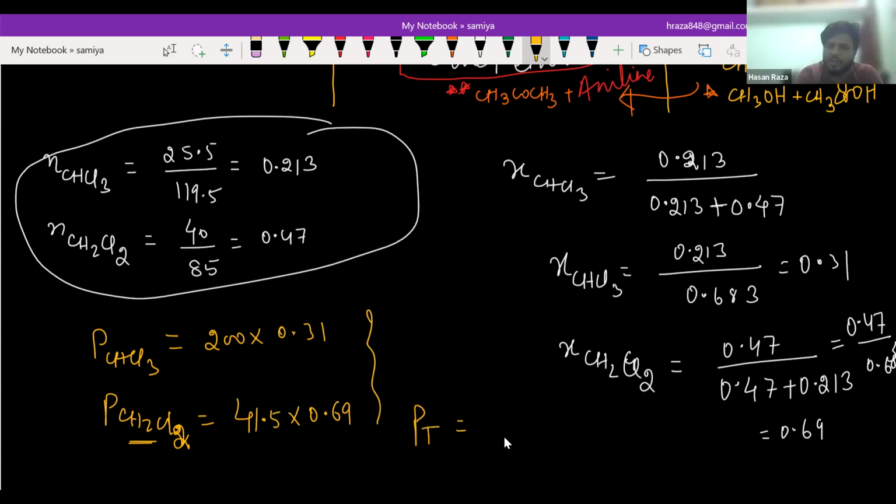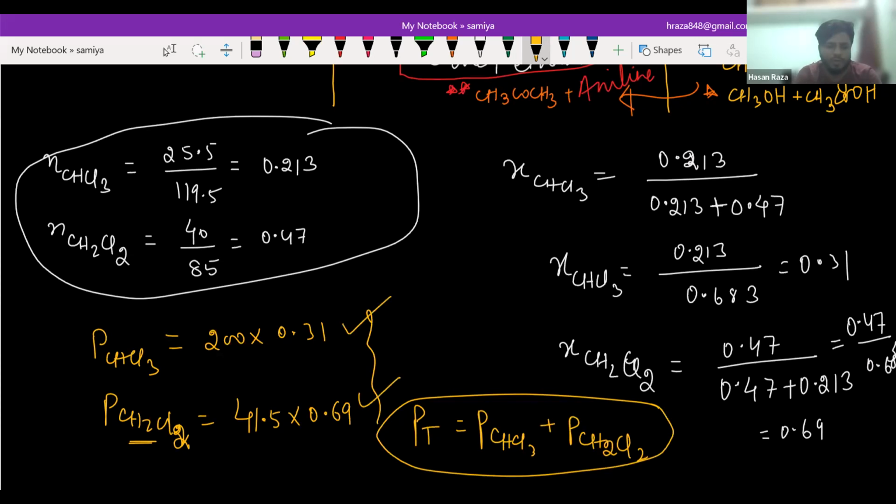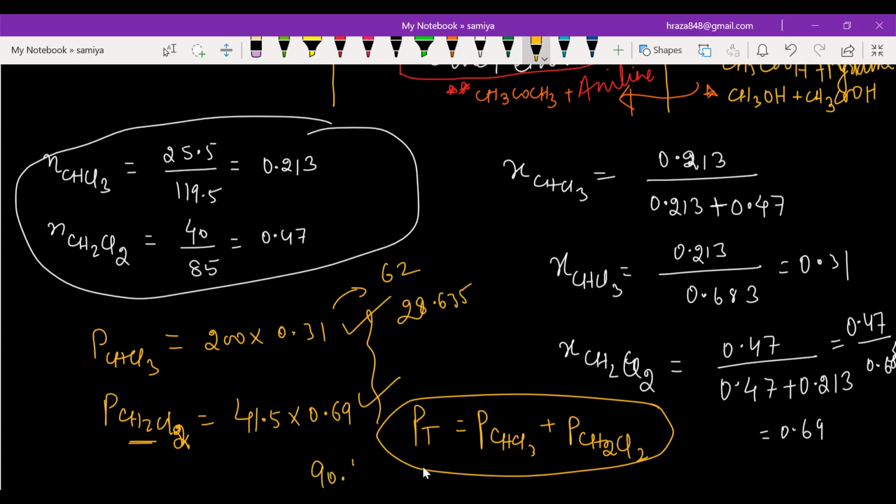So what we need to do is partial pressure of chloroform plus partial pressure of dichloromethane. So calculate it and solve the value. You will get your answer. 200 into 0.31 will be nearly 62. And 41.5 into 0.69 will be 28.635. If you add 62, you will get 90.6.